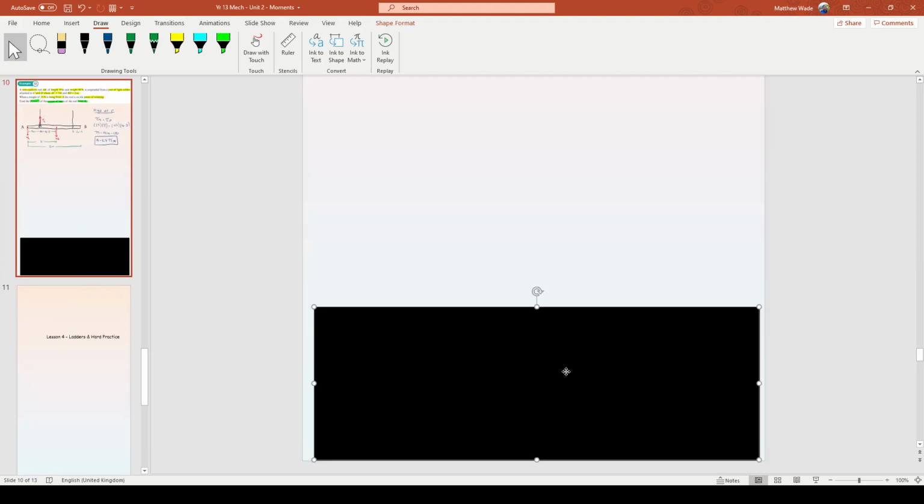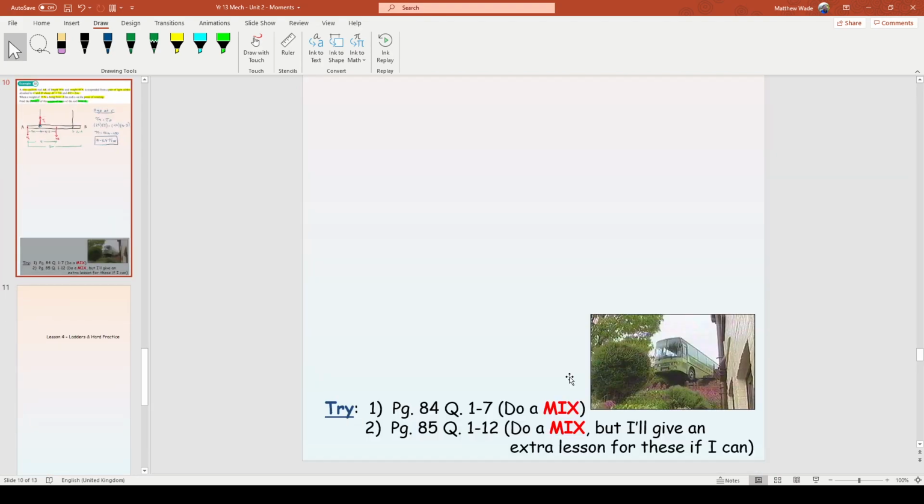And here we go, my buddies, for our second to final lesson. This is what I'm going to get you guys to do. I hope that's not a Dudley's bus. It kind of looks like one a little bit. But anyway, page 184, question 1 to 7, do a mix. And I really want you to concentrate on this section, okay?